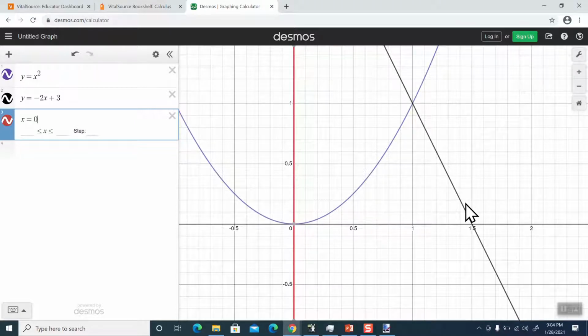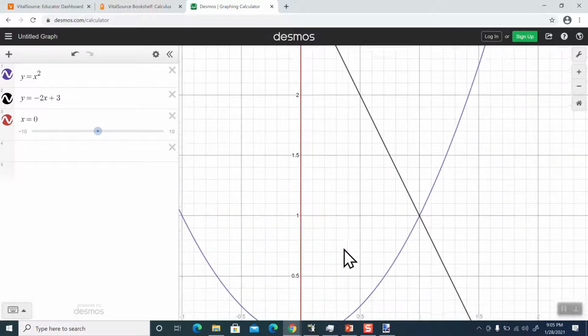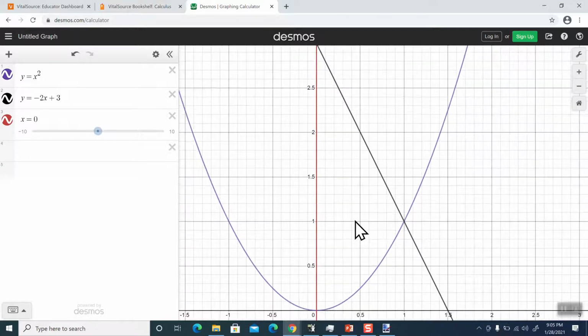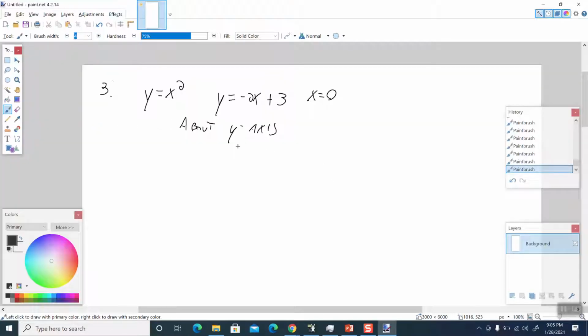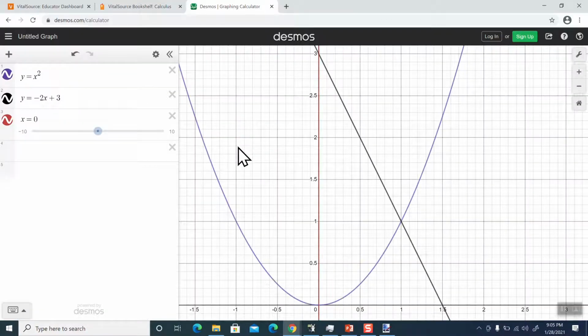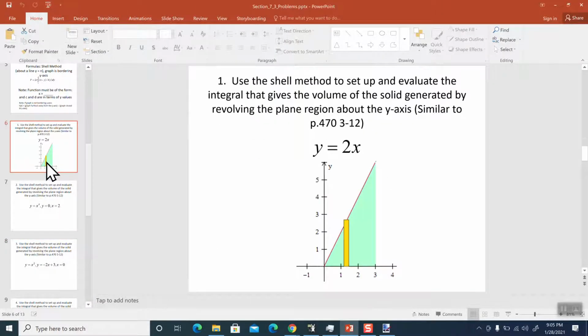Okay. I guess x equals 0 is... Oh, the red. Okay, right there. So, it looks like this area right here, doesn't it? So that's what we're working with. And it looks like it's bordering the y-axis, right? So, and let me see. About the y-axis.